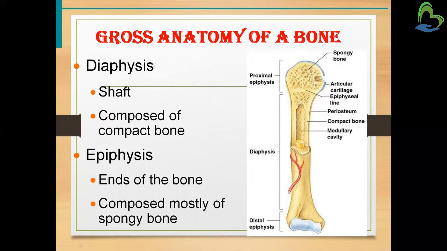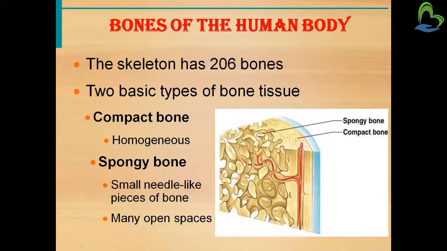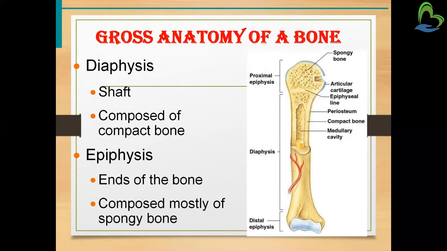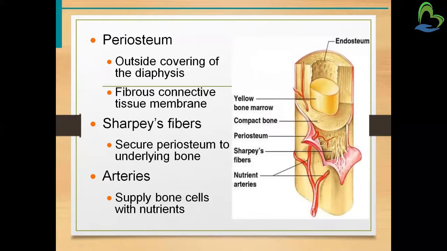Then the epiphysis. You can see here, this is the epiphysis area, right? There are two epiphysis areas, the proximal and the distal. Basically this is the end of the bone, and it is made up of spongy bone. Spongy bone, that is the needle-like structure. This is the spongy bone, right? So the epiphysis is made up of spongy bone. So the main parts are the diaphysis, that is the shaft, and the epiphysis, proximal and distal. Okay. Now the periosteum, that is the outer covering.